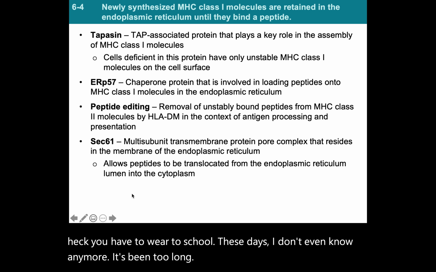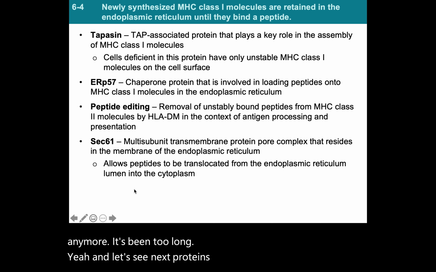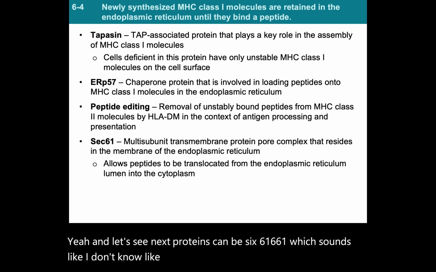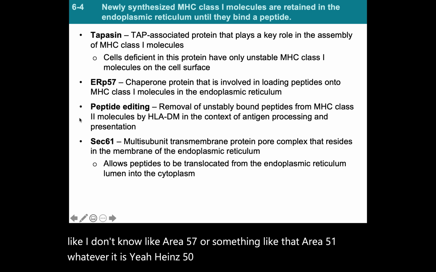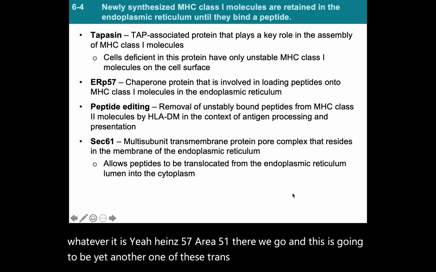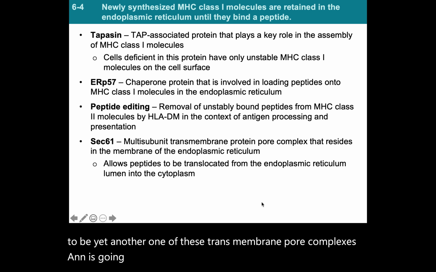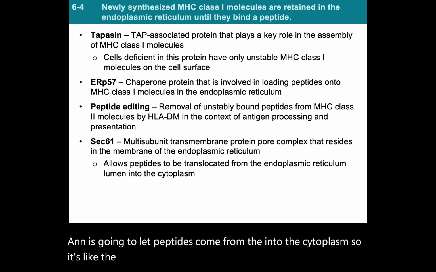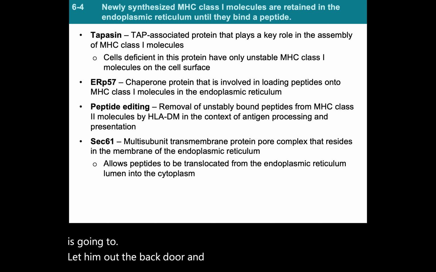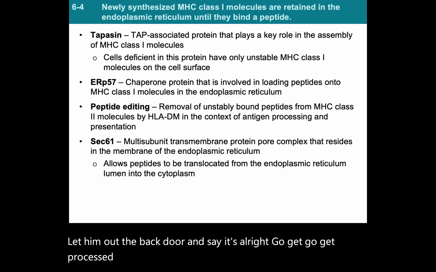And let's see. Next protein is going to be Sec61. Sec61, which sounds like, I don't know, Area 51 or something like that. Heinz 57, Area 51. There we go. And this is another one of these transmembrane pore complexes. It's going to let peptides come from the ER into the cytoplasm. So it's like the opposite. If we have peptides that don't fit, then Sec61 is going to let them out the back door and say, it's all right, go get processed, and when you're old enough, you can come back.